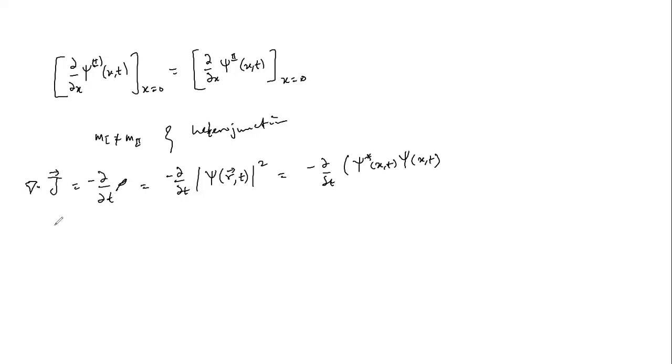So in one dimension, you now have the probability current, j of x, in the x direction, dx, be the same as negative psi star d/dt psi, minus psi d/dt psi star. Good.